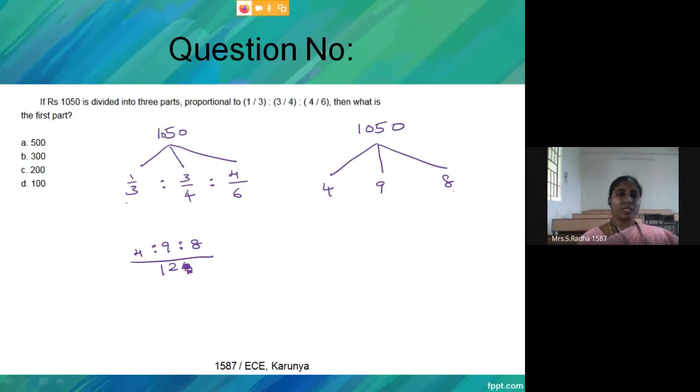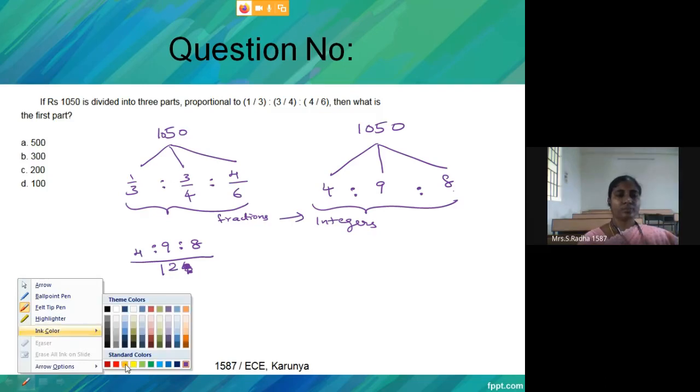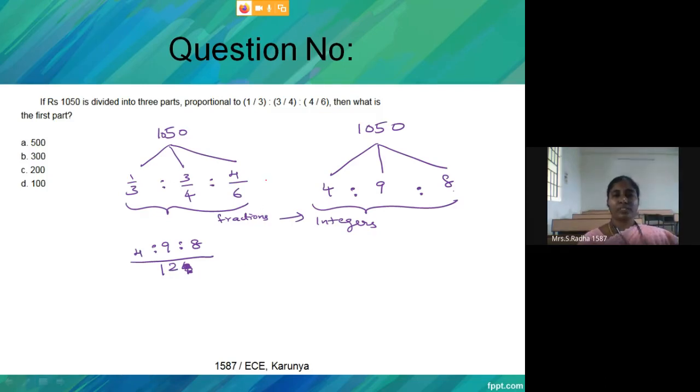So the fractions I am converting to integer form: 4 is to 9 is to 8. Now, what is the first portion? Let me use another color. Wherever you get the ratios in terms of fractions, you kindly convert them into integers.